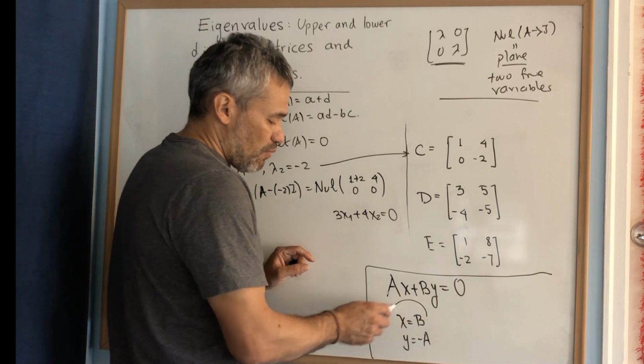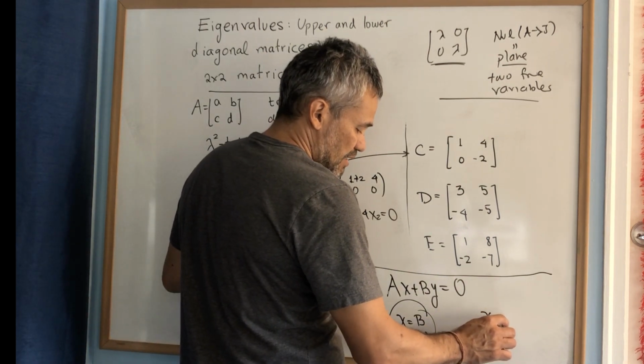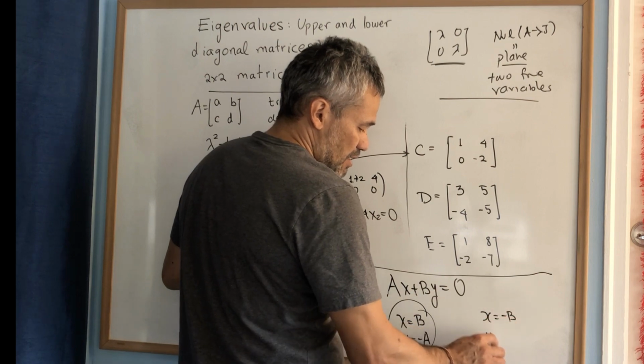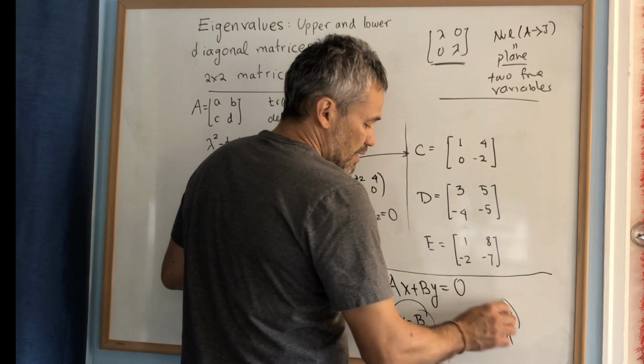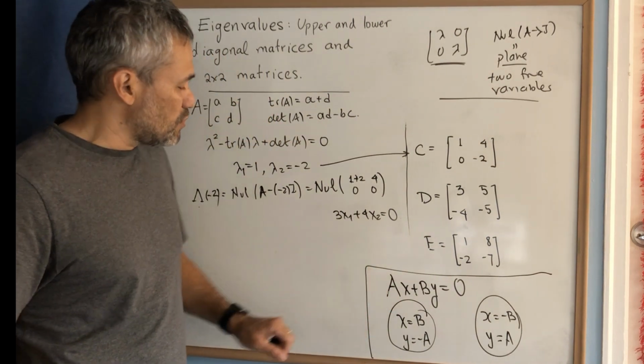This is one choice that works. And another possibility is to pick x equal to -b and y equal a. These are two possible choices that will give us a non-zero solution.